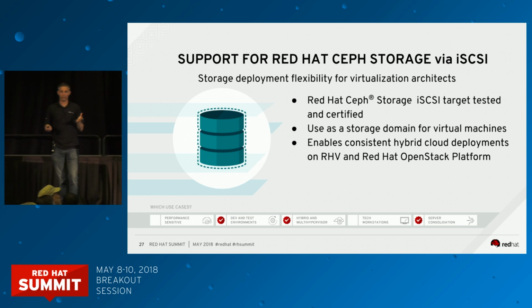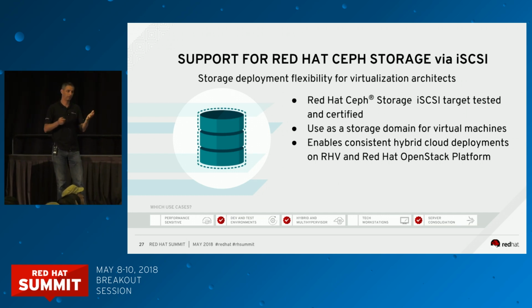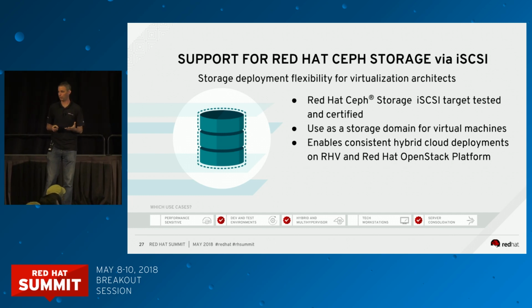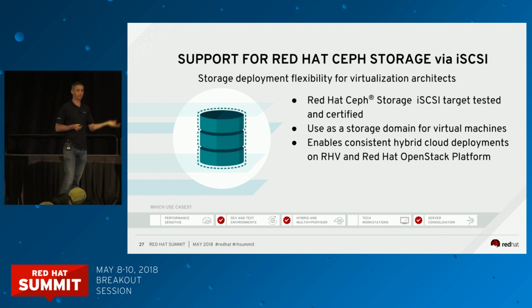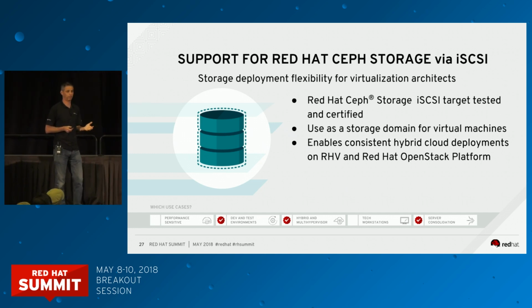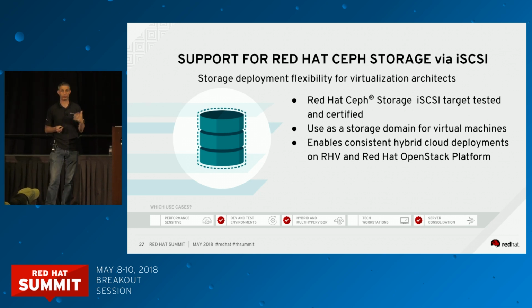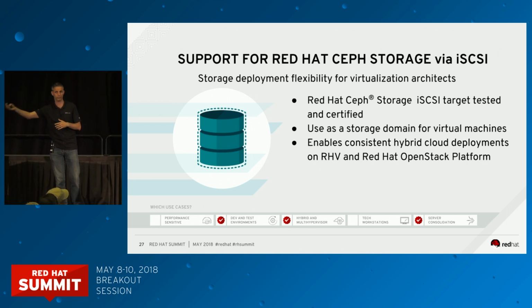We have some customers that are running Ceph. Many of them are running Ceph because they run OpenStack. Some of them are running Ceph standalone. But I don't know how many of you know that Ceph has had for a while an iSCSI gateway. We have tested and certified the iSCSI gateway as a regular block data domain in RHV, and you can use it now, which gives you consistent storage across your RHV and OpenStack or RHV and standalone Ceph environments.